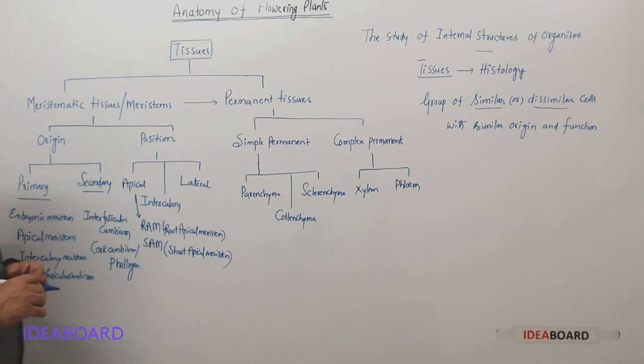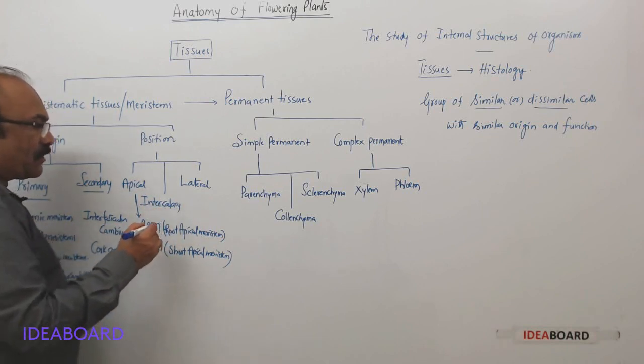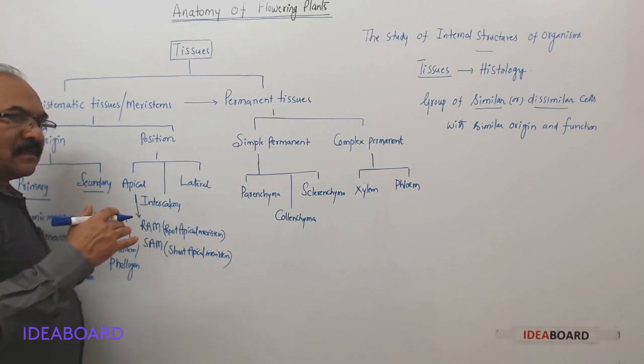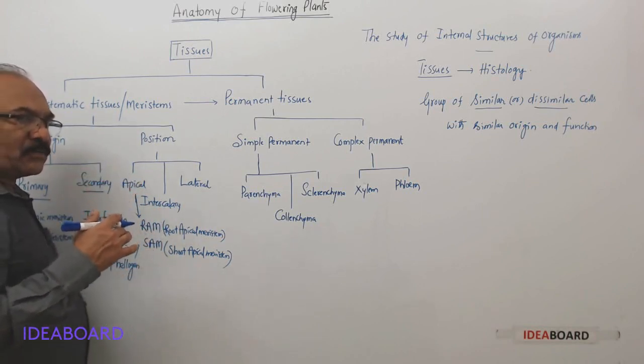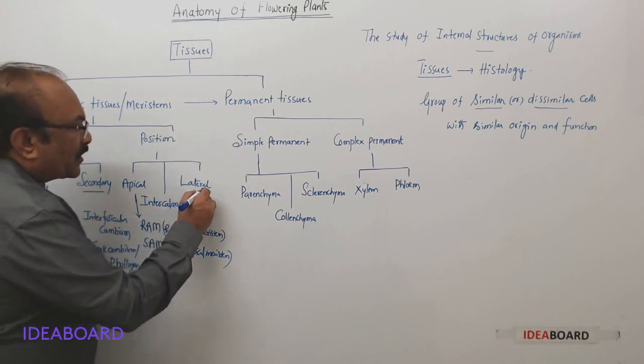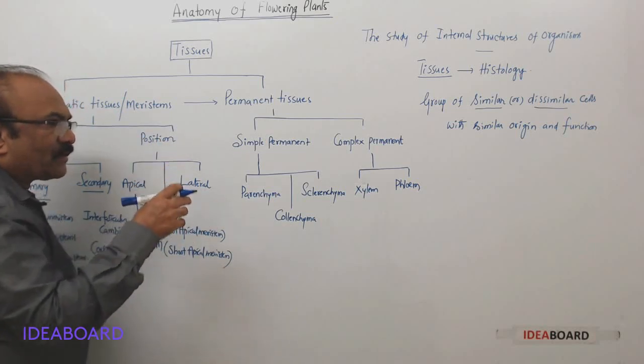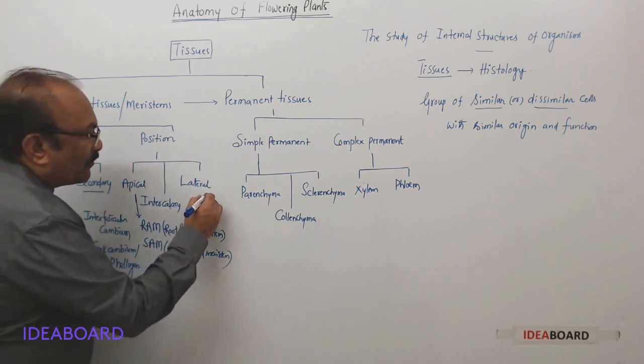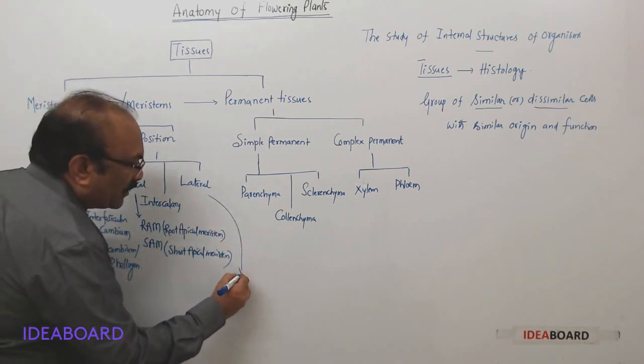These are apical meristems. We will discuss the details of these meristems later. And now let us see the intercalary meristems. The meristems which are present in between the permanent tissues are called intercalary meristems, and the meristems that are present on the sides of the cylindrical organs, like what are those, lateral meristems?